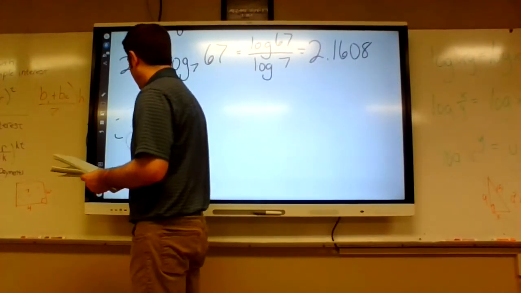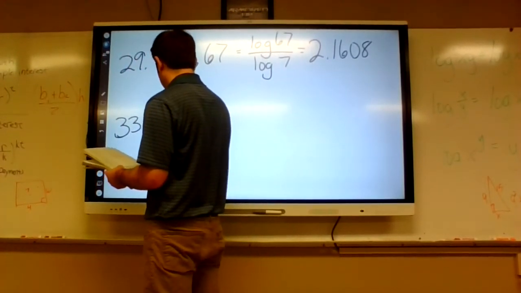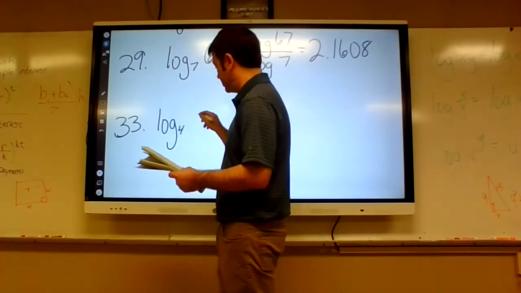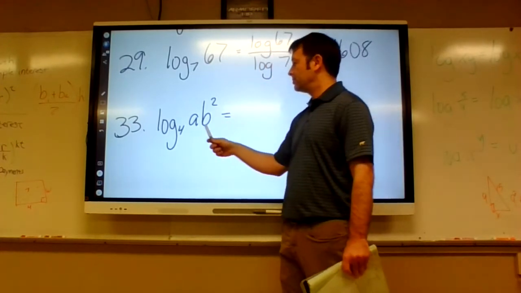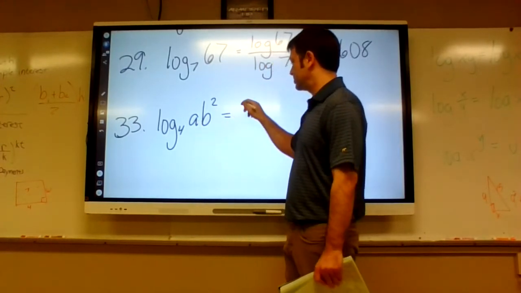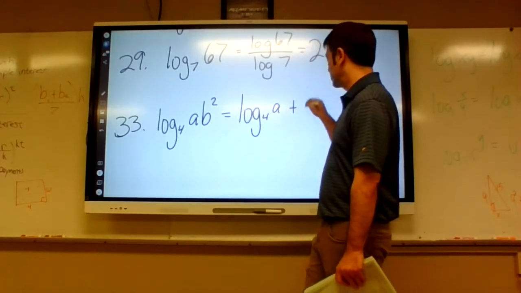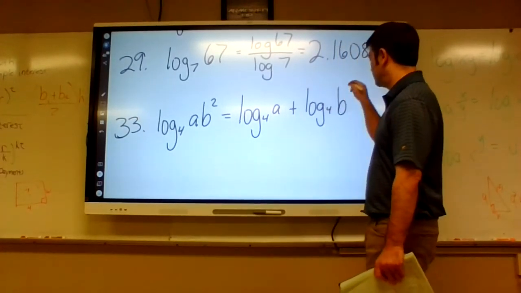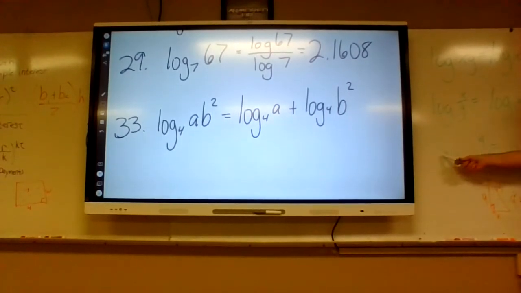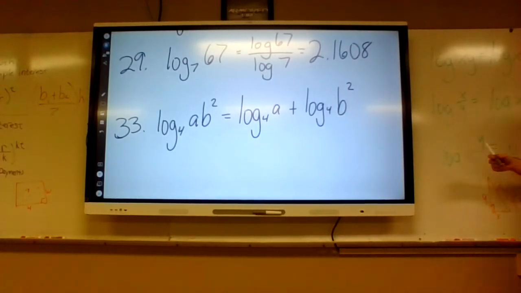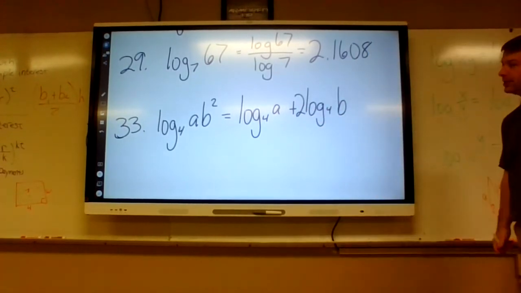33 says log base 4. The base doesn't really do anything, just kind of stays the same. So a and b squared are multiplied together, right? So if they're multiplied together, what do we do with the logs? Add. So it's log base 4 of a plus log base 4 of b squared. But what can I do with the exponent? It moves in front as a multiplier. So this 2, I'm not going to write it again. I'm just going to put it right there.